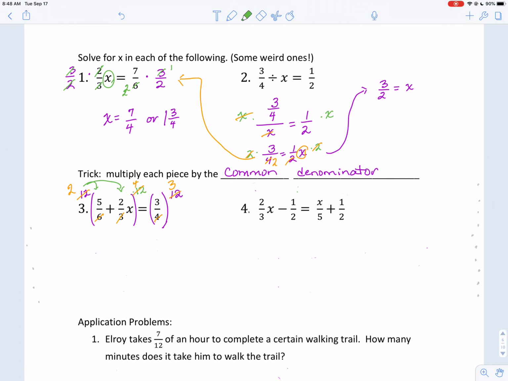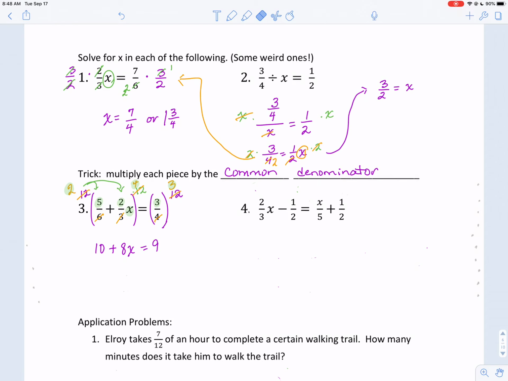So let's see what we have left over. We have a 2 times a 5. So that's going to give me 10. Then we have 2 times 4 times x. That's going to give me 8x. And then we have 3 times 3, which is going to give me 9. So I wind up with 10 plus 8x equals 9. That is the step that most students miss. They leave something out. They'll leave the x, or they'll leave the 4, something out.